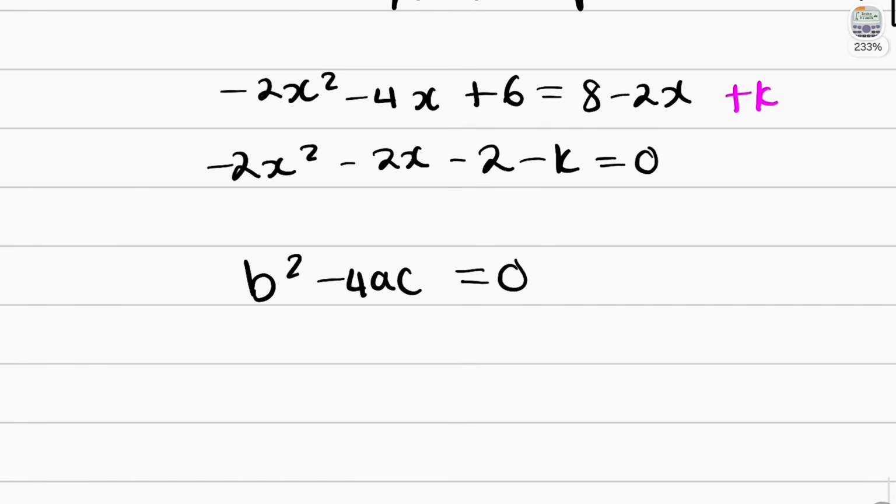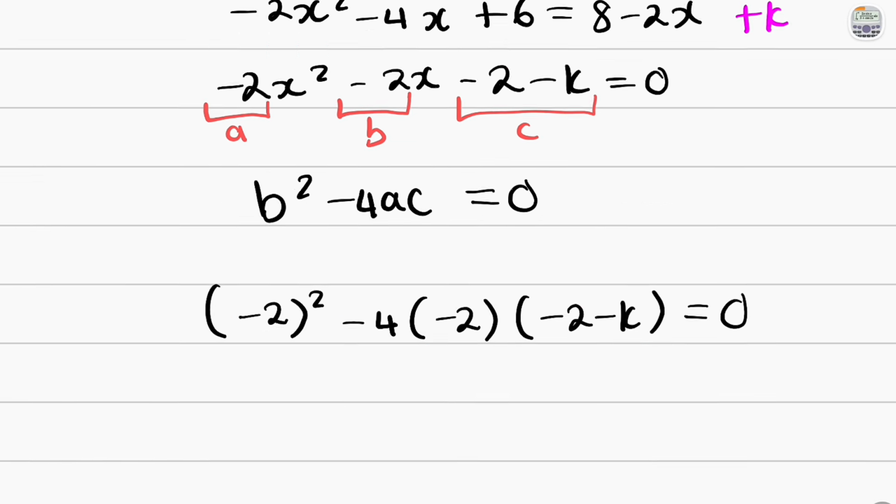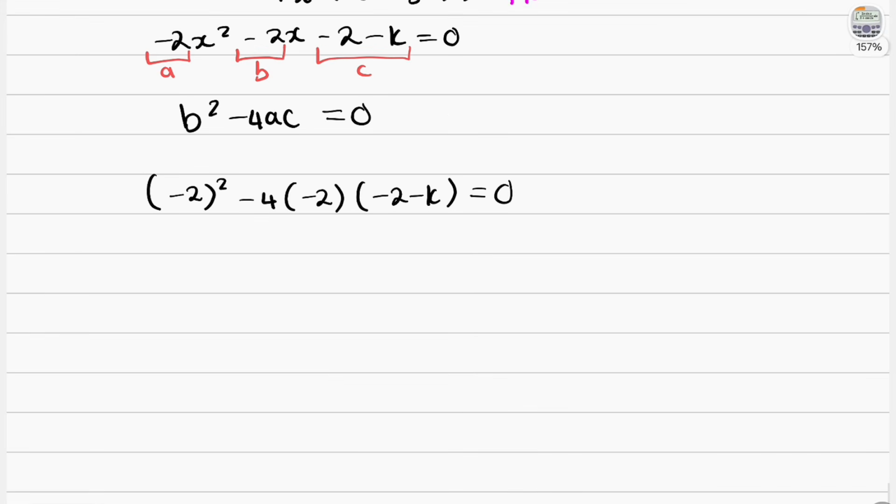So what's the value of a? You can see the value of a is negative 2. The value of b, that's the coefficient of x. What is multiplying x? That is the negative 2. And then what is c? That is whatever is not with x. So this is b squared, negative 2 all squared, minus 4 times a, which is negative 2, and then times c, which is negative 2 minus k. This must be equal to 0. And so we need to find the value of k for which this is true.